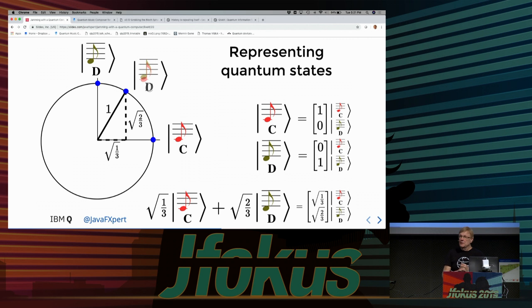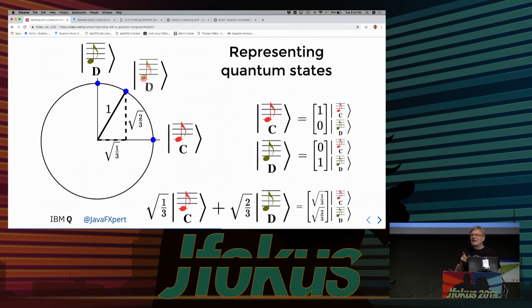It'll be 1/3, because if we think of the Pythagorean theorem, we know that's a right triangle, and the square of the hypotenuse is equal to the sum of the squares. The square of the root of 1/3 is 1/3, and the square of the root of 2/3 is 2/3. The probabilities all have to add up to 1, and conveniently, 1/3 plus 2/3 is 1. So when I measure this quantum state, there's a 1/3 probability that it will be a C and a 2/3 probability that it will be a D. Any questions on that point? Are we clear? Okay, good.